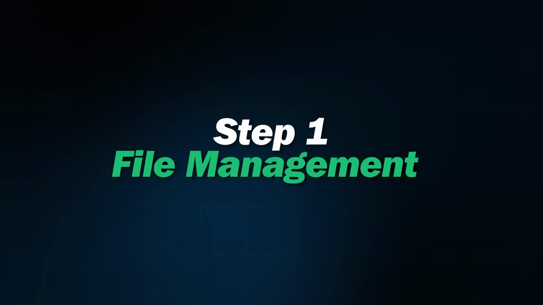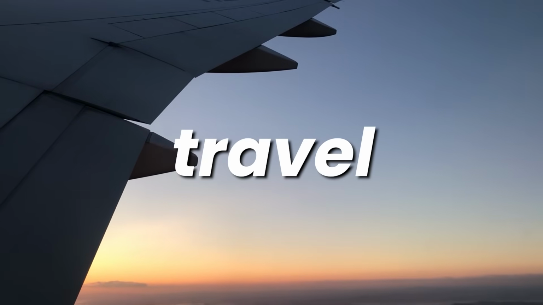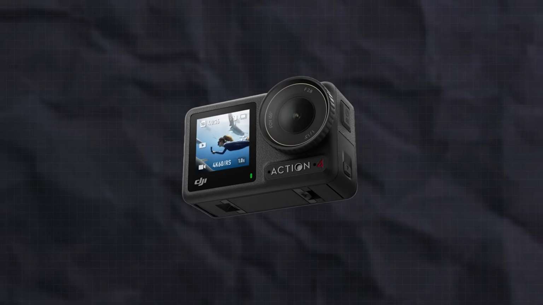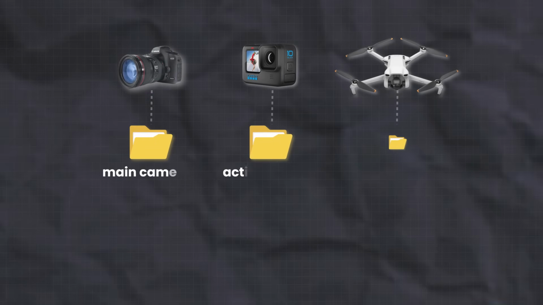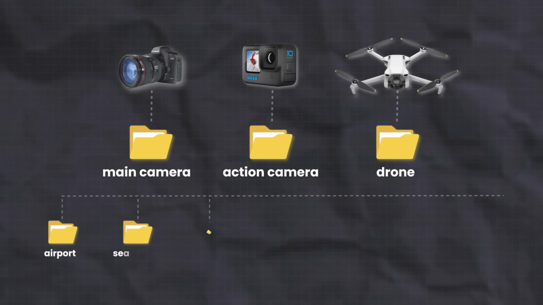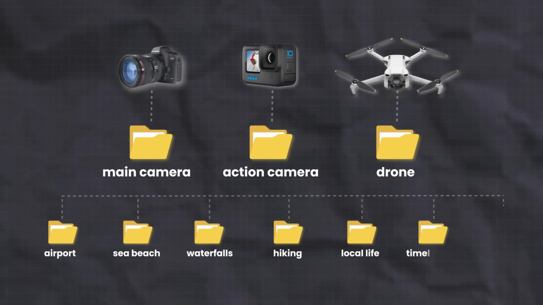Step number 1 is file management. Without it, everything can quickly become messy. When you travel, you usually record footage using multiple devices such as your main camera, action camera, and drone. First, organize your files by device name. Next, create folders based on your shooting locations or scenes such as airport, sea beach, waterfalls, hiking in the mountains, local life, time lapse, and people portraits. This simple file structure will help you find the right footage quickly whenever you need it and make your editing process much faster and smoother.